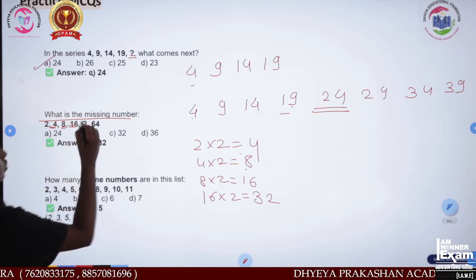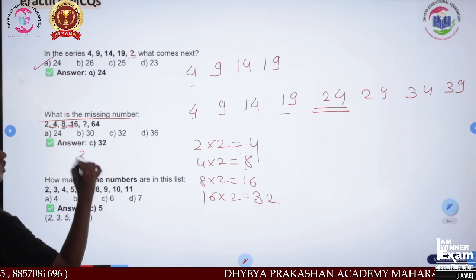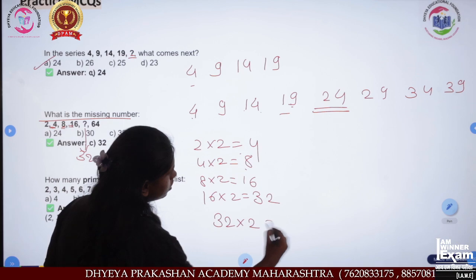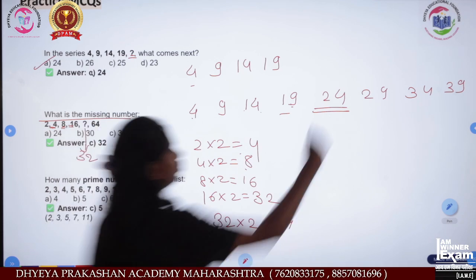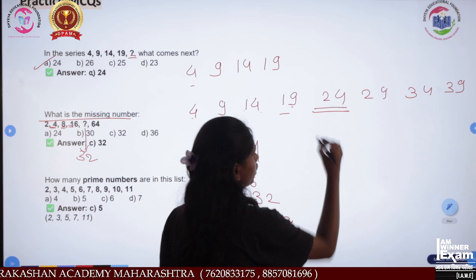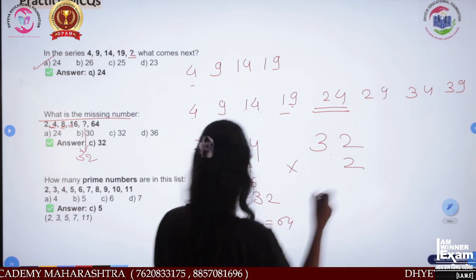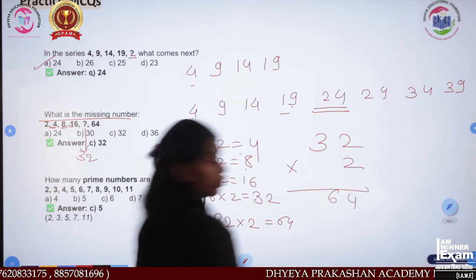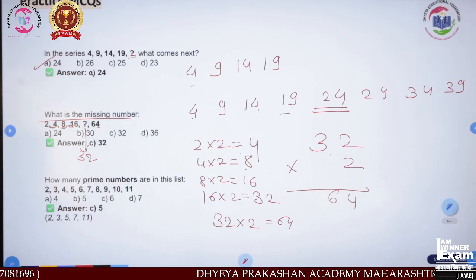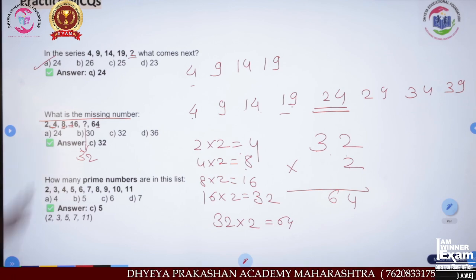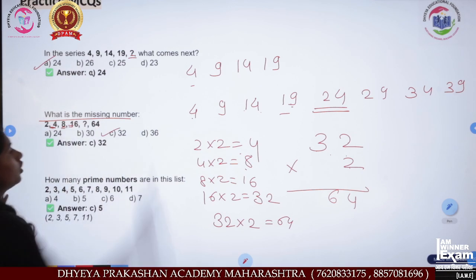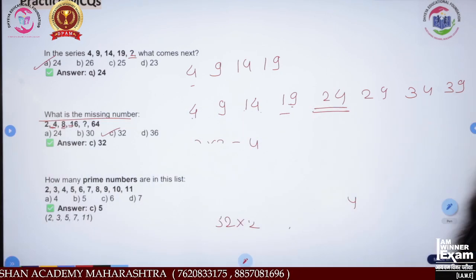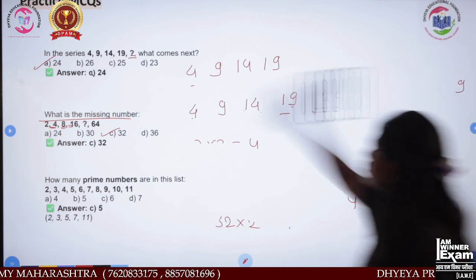So here there should be 32 instead of this. Okay, and then let's check whether 32 into 2 is actually 64 or not. How will you check? Let's check 32 into 2. 2 twos are 4, 2 threes are 6. So it is 64. So what will be the correct option here? That is 32. Where is the 32? At C. Okay, then let's move towards the next question.